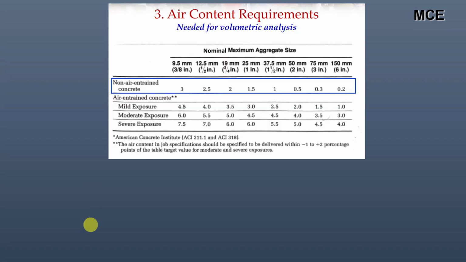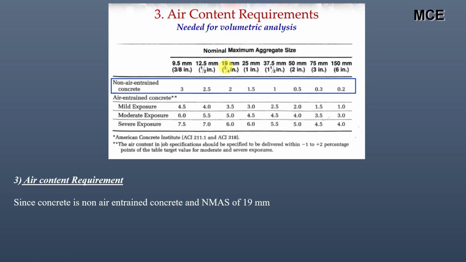After that you have to find the air content requirement for our concrete. You can see the table. Since our concrete is non-air entrained concrete, you can see the different air contents for different nominal maximum aggregate sizes. Our nominal maximum aggregate size is 19 mm, and we are using non-air entrained concrete, so our air content will be 2%. You can find these tables in ACI code 211.